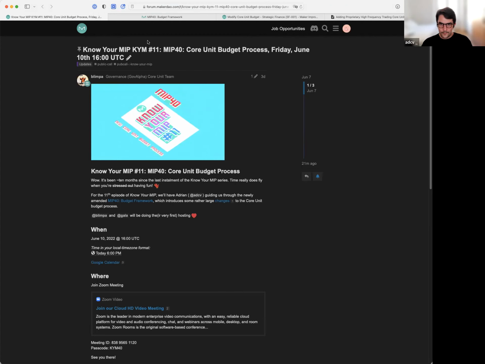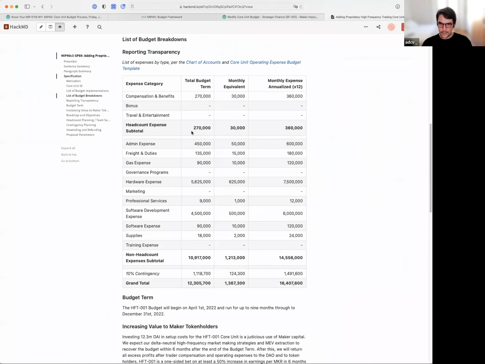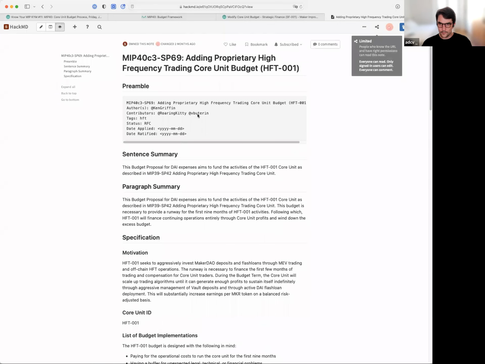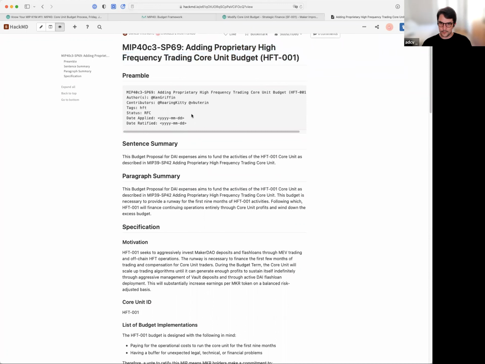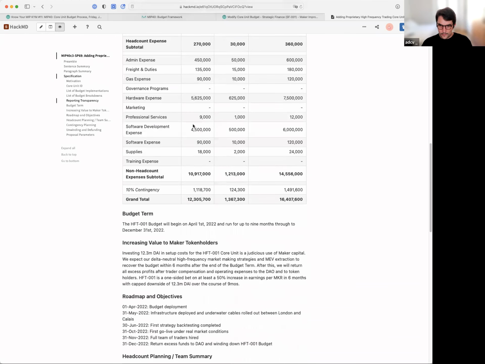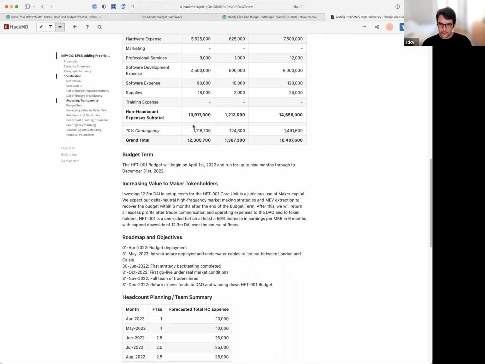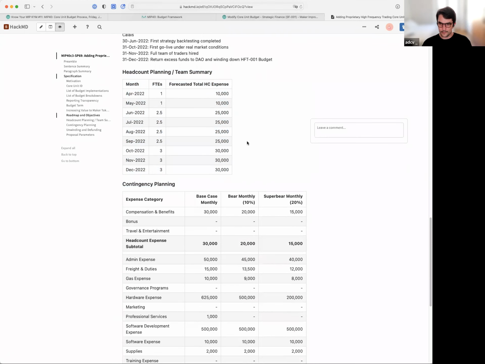And no, that's not the one here. So we had made actually a fake MIP for a new budget for a prop desk, the HFT 001. And then here, I think what we tried to do, so here's an example of the headcount planning that we tried to do and tie to the timings.